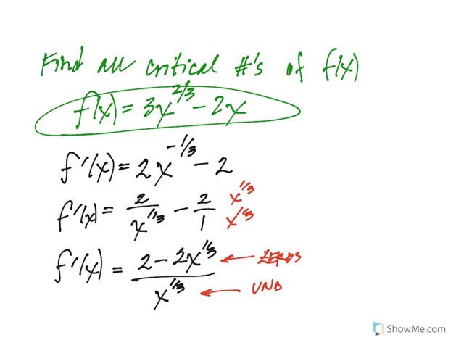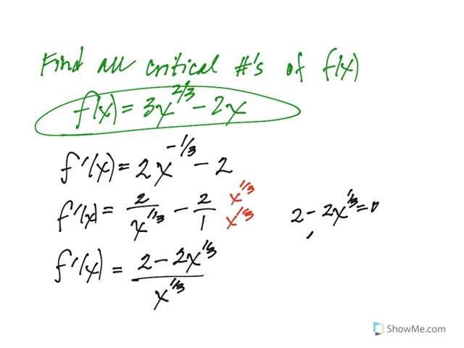So what you want to do is set the top and the bottom of the first derivative equal to 0, one at a time. So let's go ahead and do that now. First, I'm going to find out where it's equal to 0. That is 2 minus 2x to the 1/3 is equal to 0.